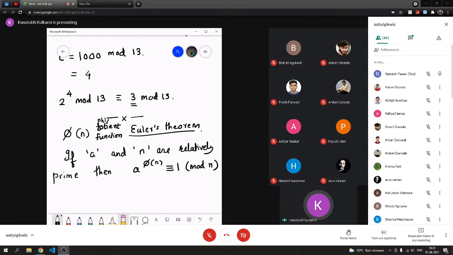The condition of Fermat's theorem was that p should not divide a. In this case, the condition is that a and n should not have any common factor. That is, they should be relatively prime. So we can say that Euler's theorem is a generalization of Fermat's theorem.